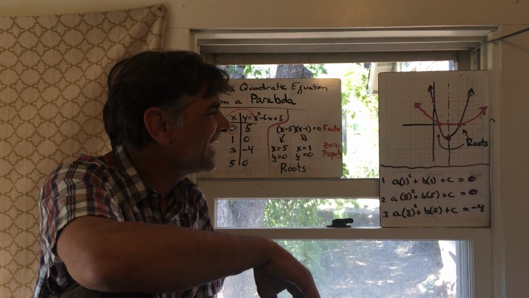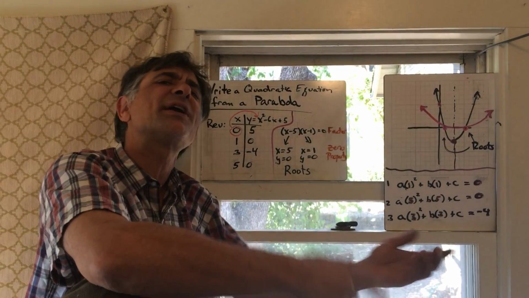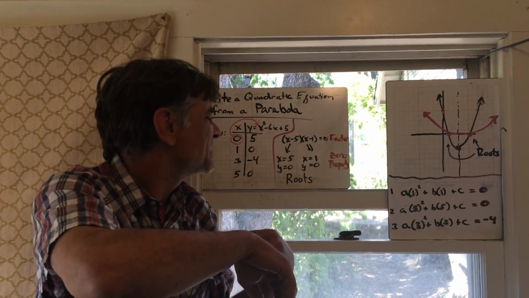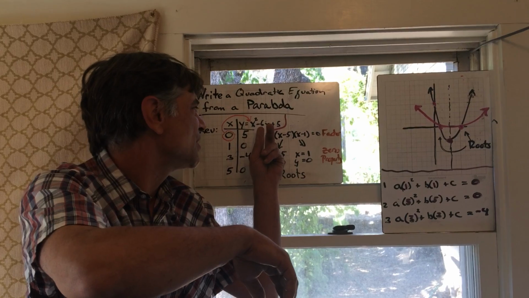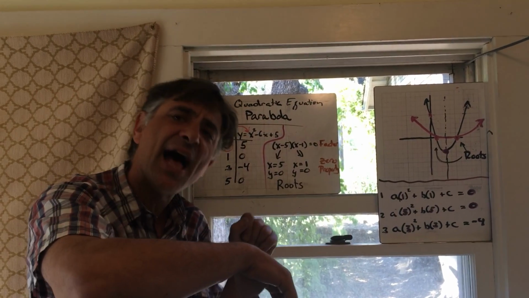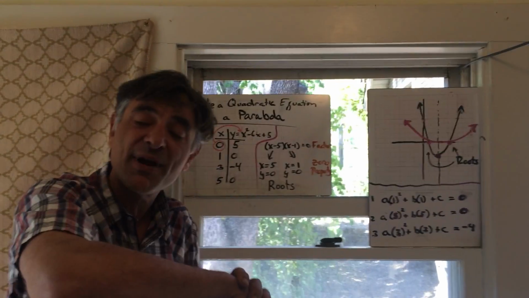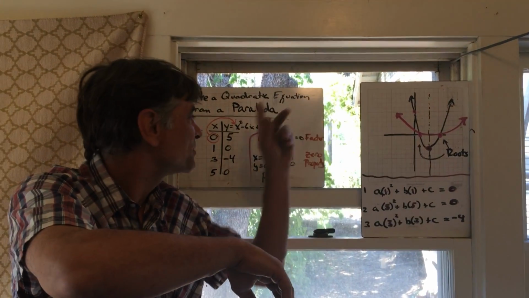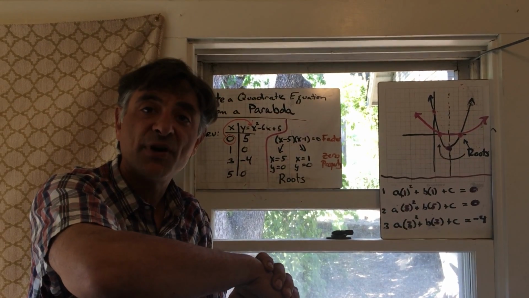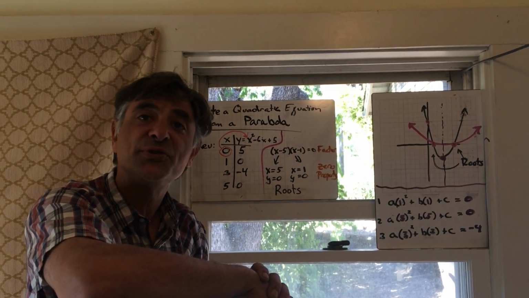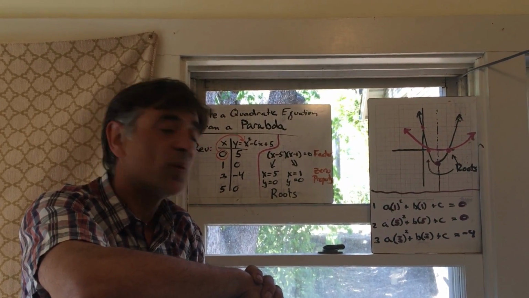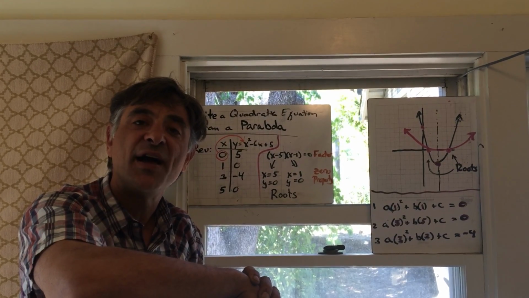But today, we're doing the opposite, or we're working backwards. Instead of starting with the function and generating the graph, we're going to start with the graph. We're going to be given the parabola on the graph and be expected to come up with the function. In this case, y is equal to x squared minus 6x plus 5.